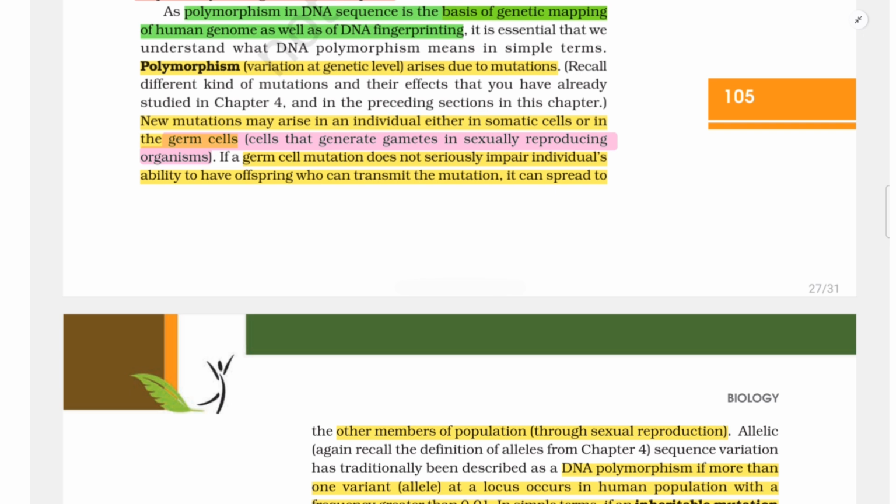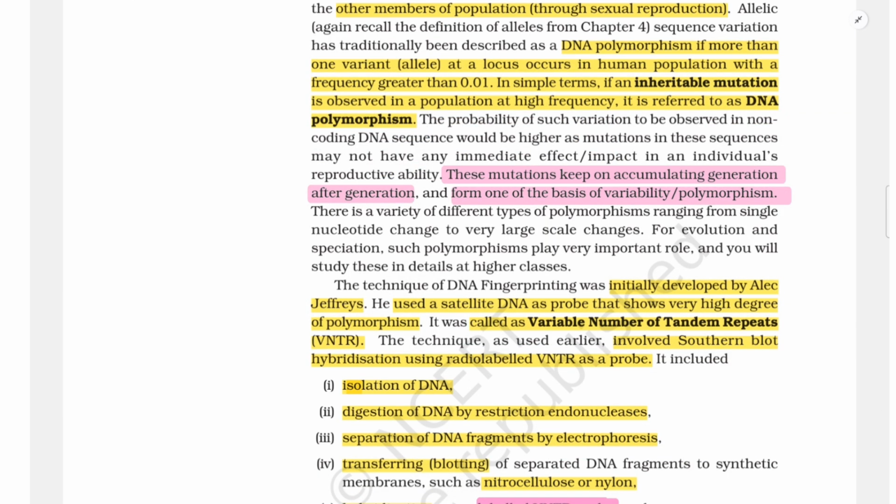Polymorphism, that is variation at a genetic level, arises due to mutation. Recall different kinds of mutation and their effects that you have already studied in chapter 4 and in the preceding section in this chapter. New mutations may arise in an individual either in somatic cells or in germ cells, cells that generate gametes in sexually reproducing organisms. If a germ cell mutation does not seriously impair individual's ability to have offspring who can transmit the mutation, it can spread to the other members of population through sexual reproduction.